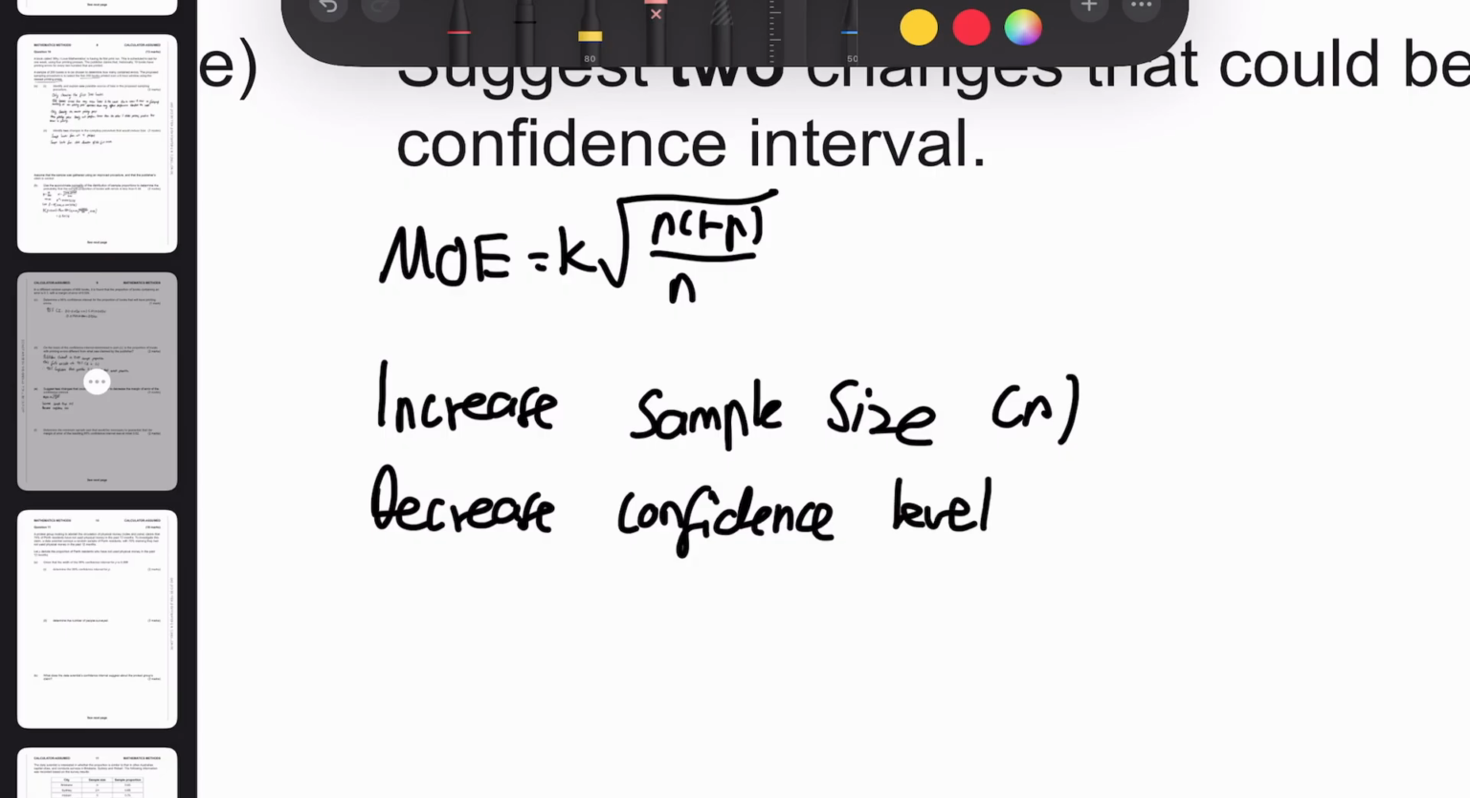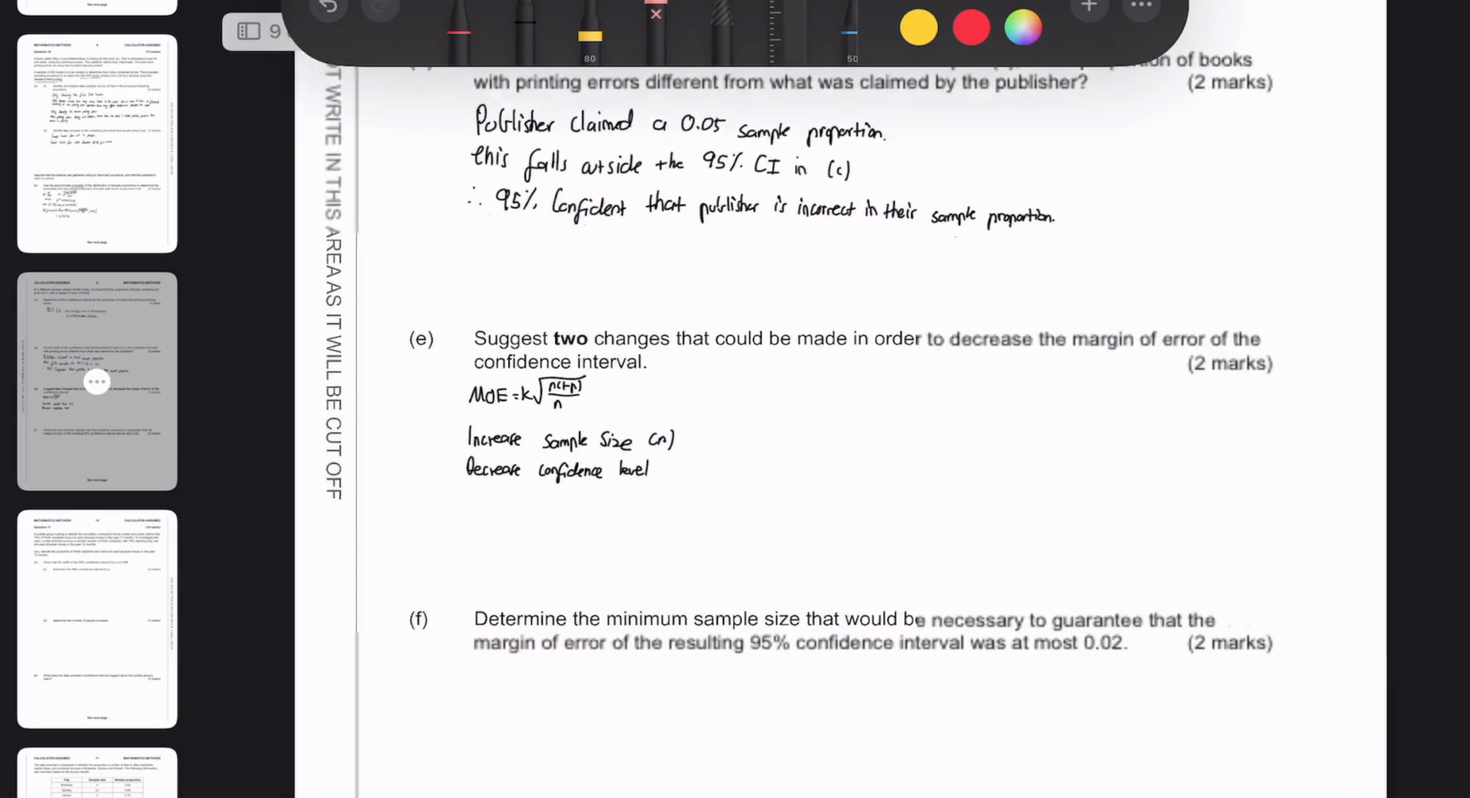Okay, because as we decrease our confidence level, then we are not containing as many sample proportions, so our k decreases.